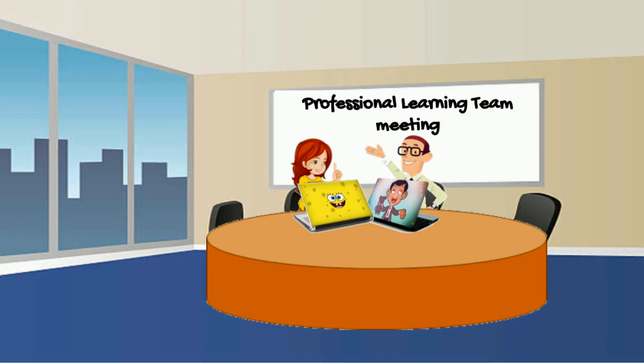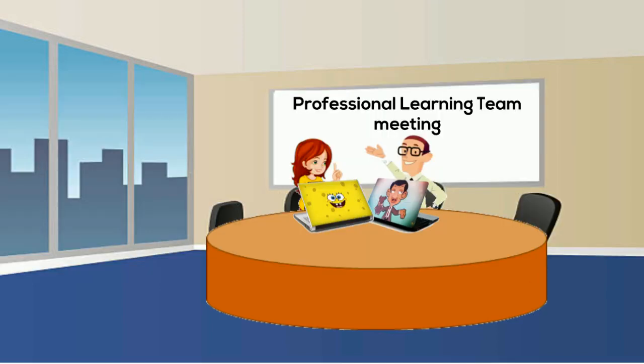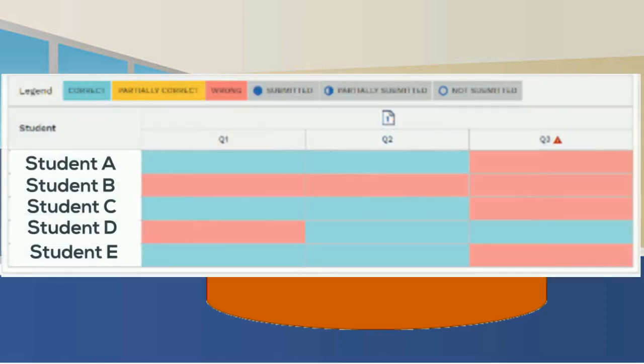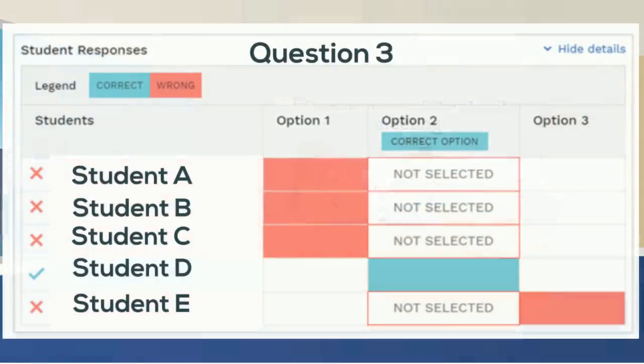Let's take a look at this heat map. The colored visualization provides the teacher with the information on the students who could not answer the question, as shown by the red boxes, and give customized feedback to them. With the heat map, the teacher could also easily identify the questions many students have had difficulty with. In this heat map, students seem to have difficulty with question 3. The teacher could zoom into that question to clarify any misconceptions the students have.